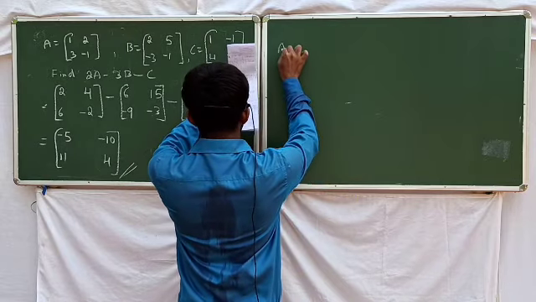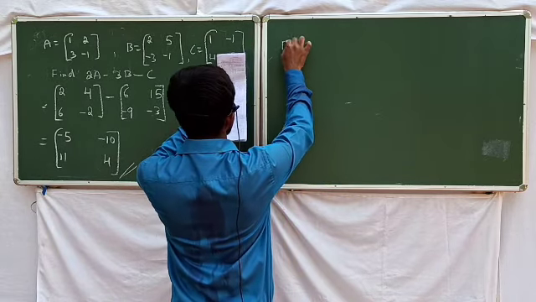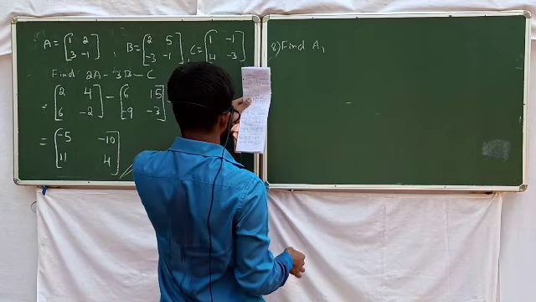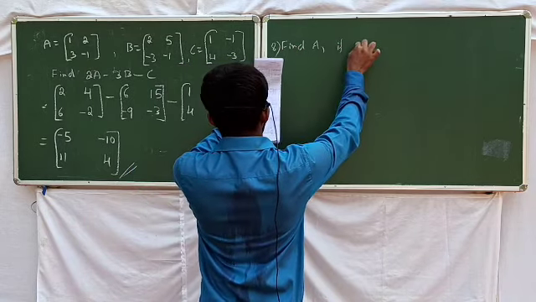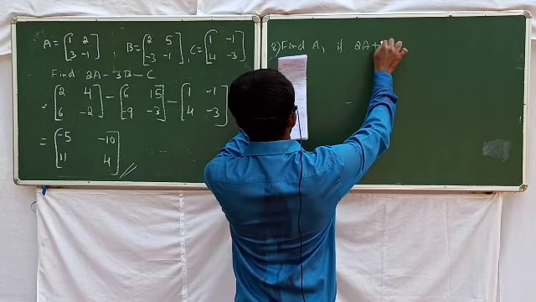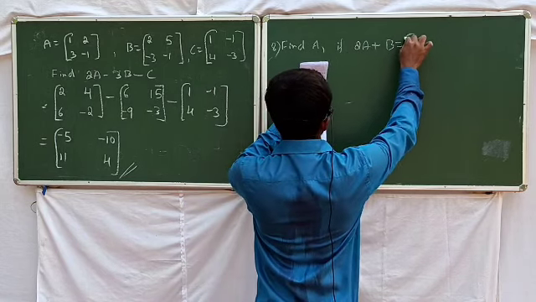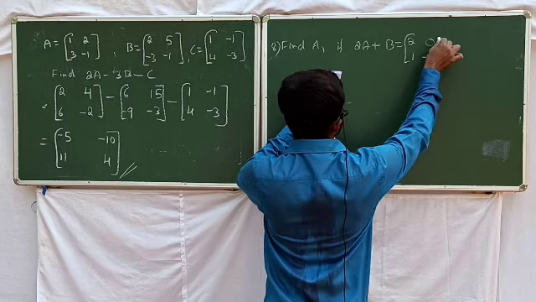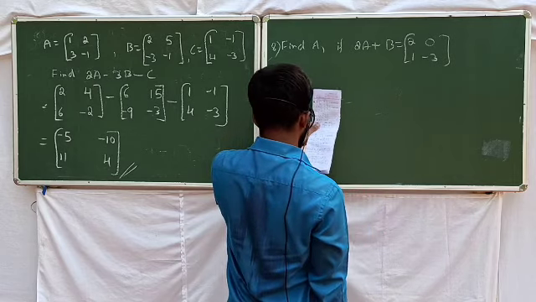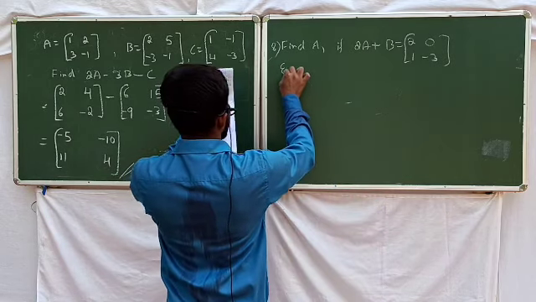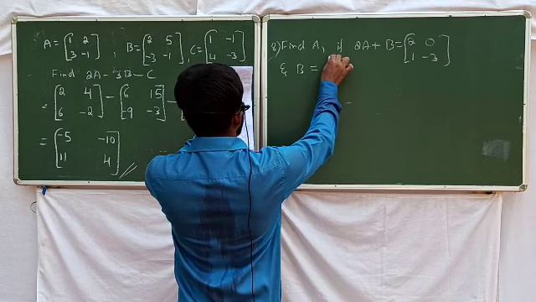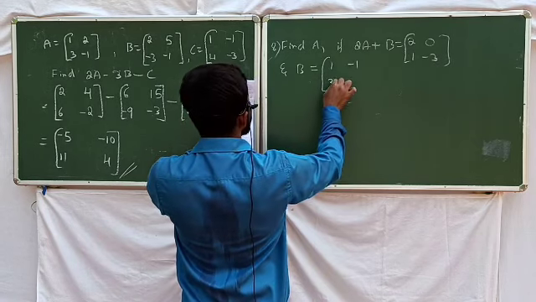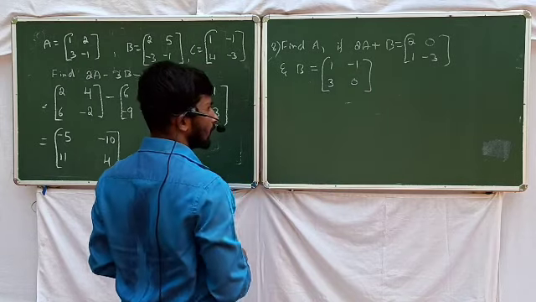A is equal to matrix. Okay, question is find A. Eighth question. Find A if 2a plus b is equal to 2 0 1 minus 3, and matrix B is equal to 1 minus 1 3 0. Okay, b value is given.